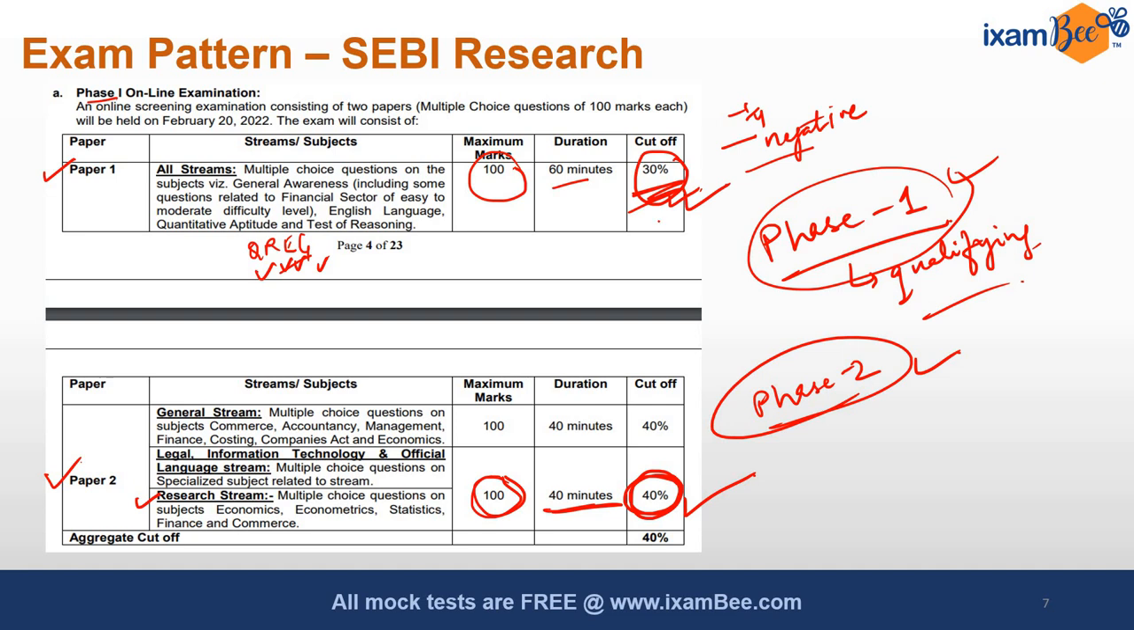So there's this paper-wise cutoff that is already pre-decided, and an overall cutoff. There is an aggregate cutoff of 40% as well. So together in paper 1 and paper 2 you need to score at least 40% marks to make it to phase 2 of the examination. But there's no sectional cutoff between quant, reasoning, English and GA subjects.